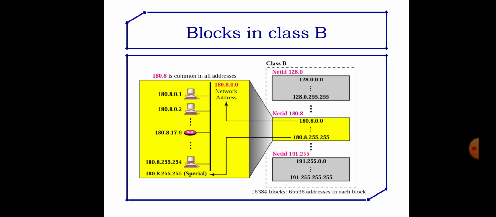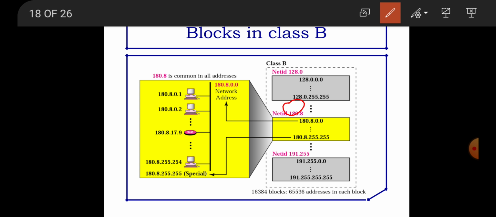In a class B IP address, 128 is used for a special purpose. For application or general purpose, we use from 180 to 191. Okay, 180.8, and 191 to 255. So you can use that many IP addresses in a class B.